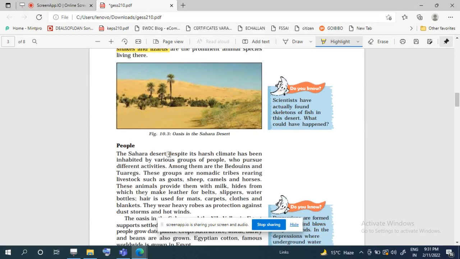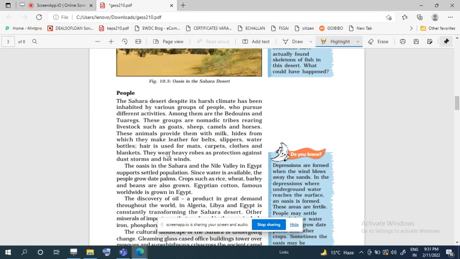And now we see how the people are. The Sahara Desert has a very harsh climate, and still we find that it is inhabited by various groups of people, and people are doing so many activities. The people who live here are Bedouins and Tuaregs. Bedouins and Tuaregs are nomadic tribes.